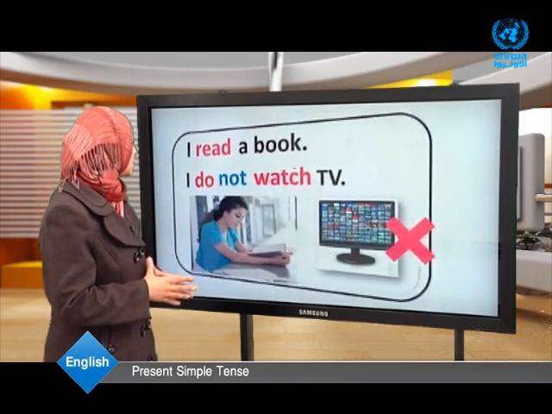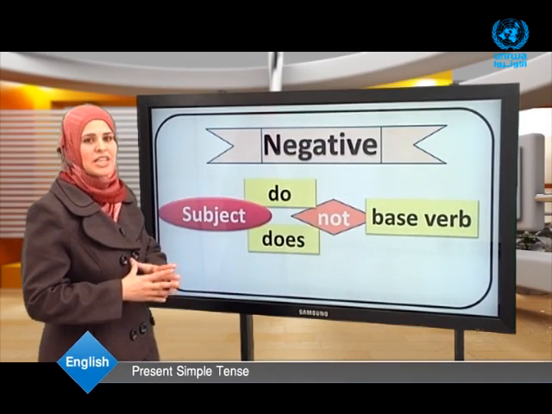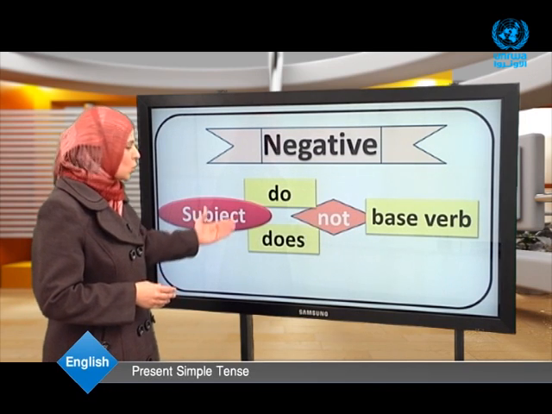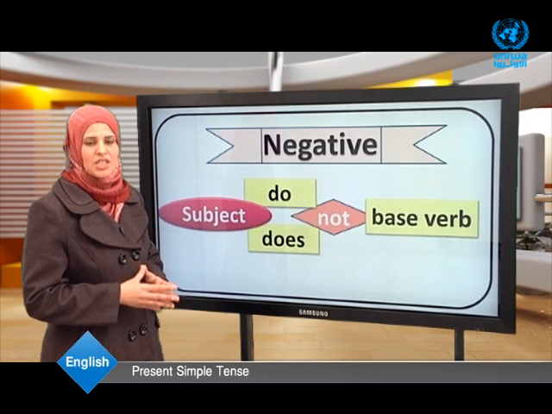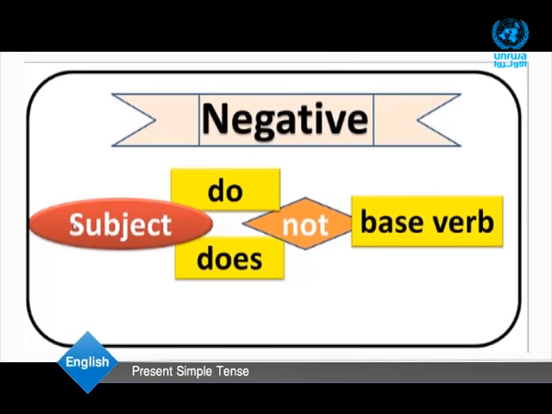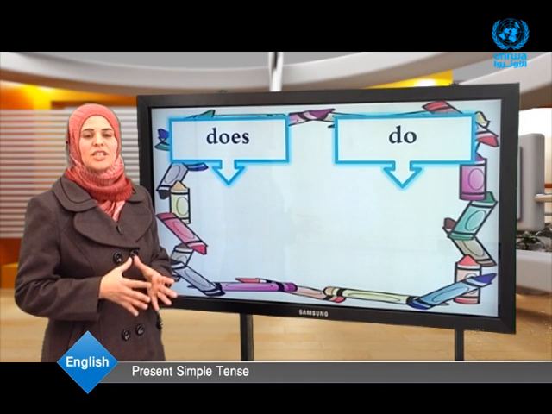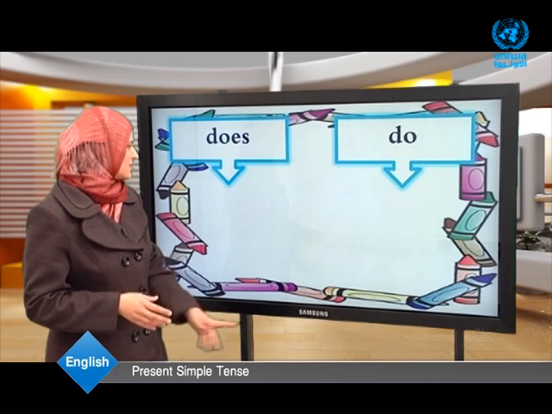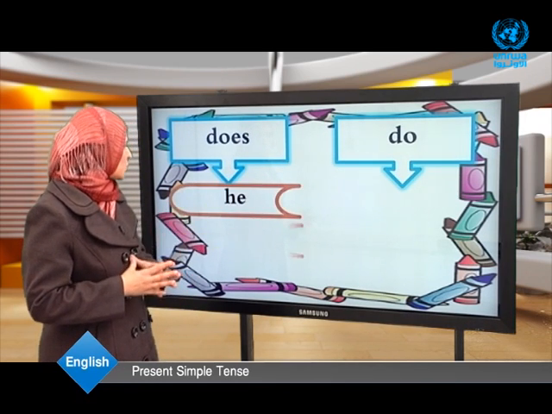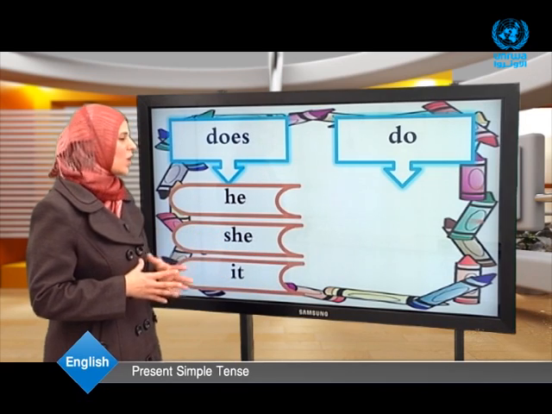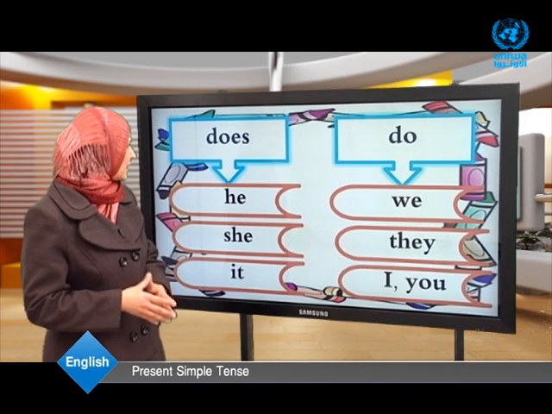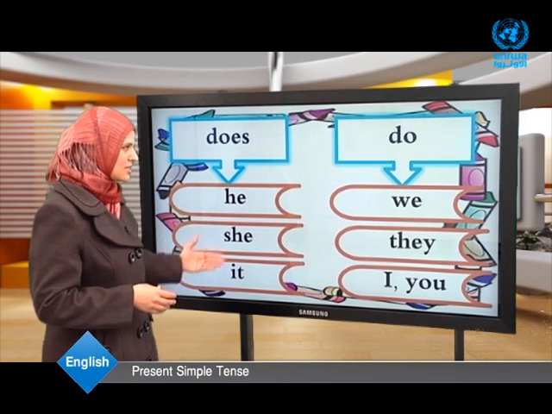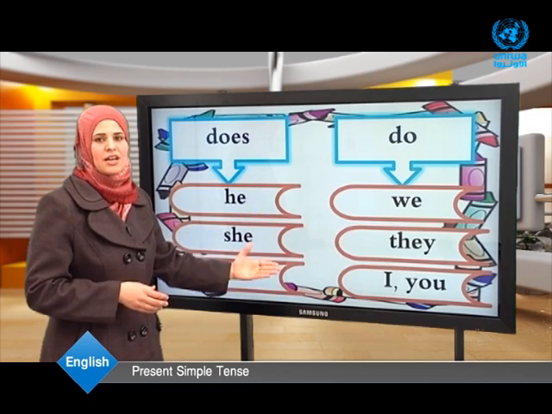Now, dear students, from these examples, we can conclude the negative form. Look: subject, do or does, not, and base verb or infinitive. Now, let's see the difference between do and does. Look, does comes with he, she, and it, while do comes with we, you, they, and I.